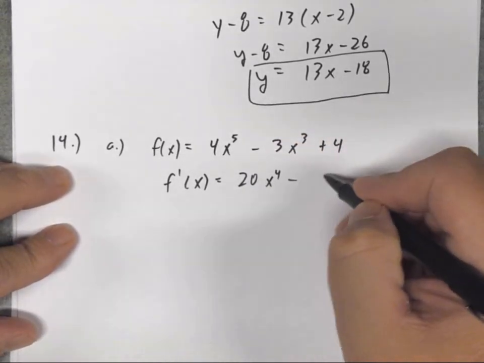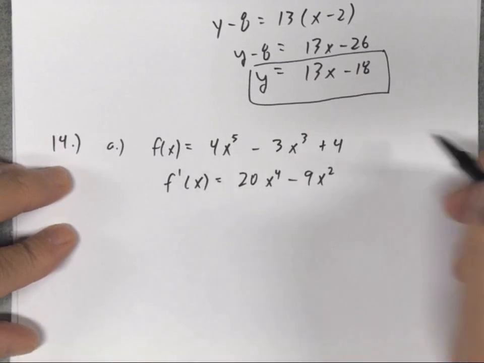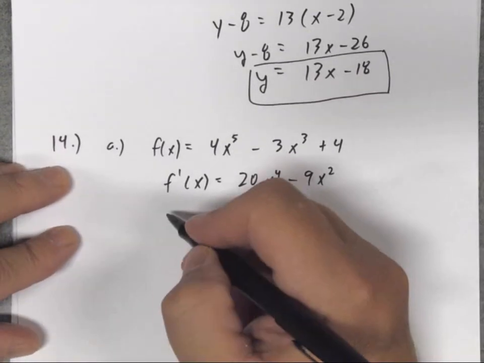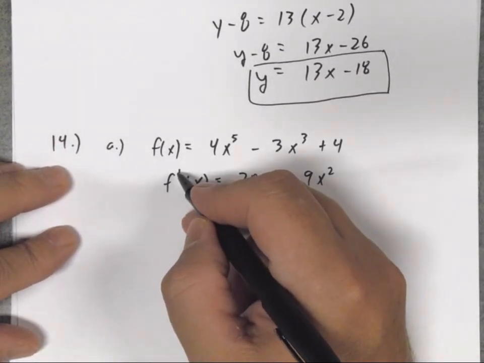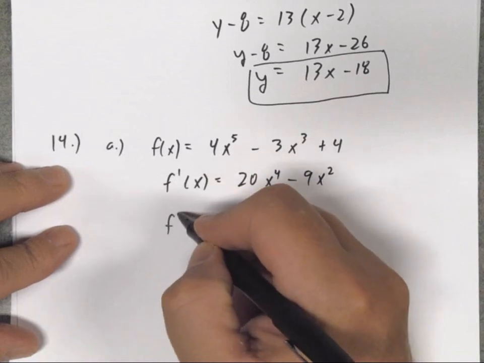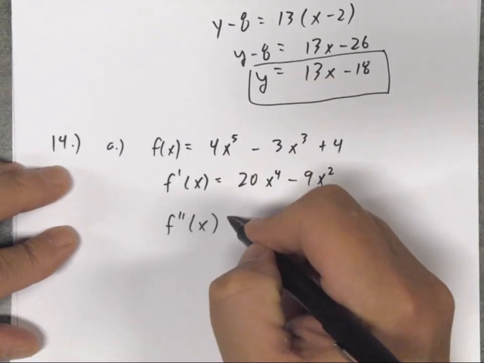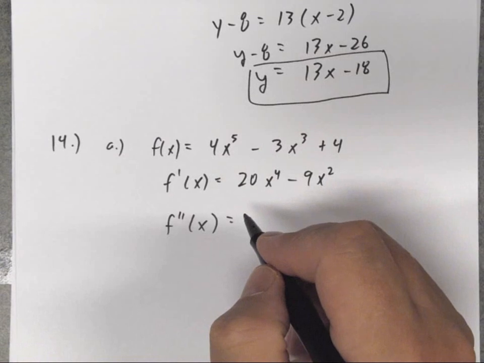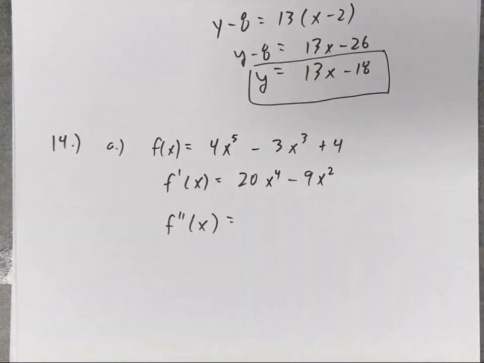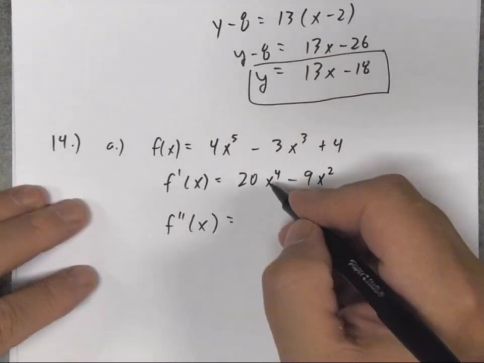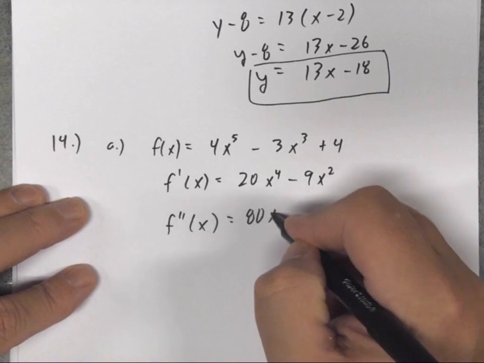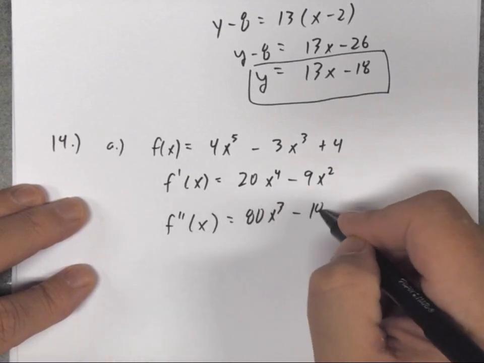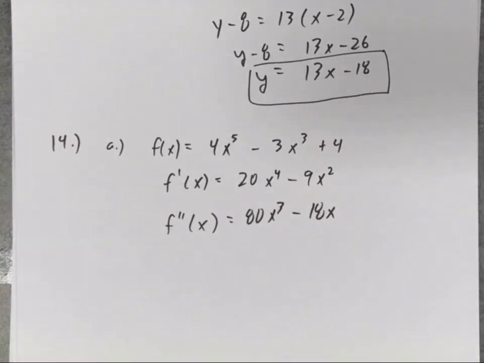20x to the 4th minus 9x squared. Second derivative: if first derivative is one little tick mark here, second derivative is 2 tick marks, and you just take the derivative now of the first derivative. So that'd be 80x to the 3rd minus 18x. Not very difficult.